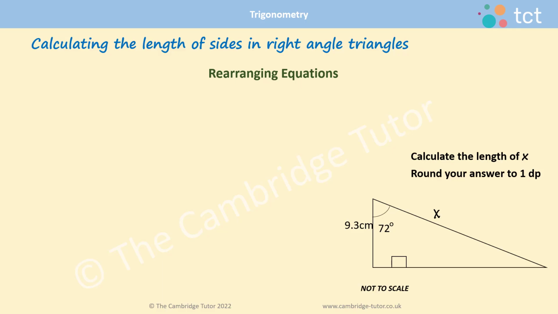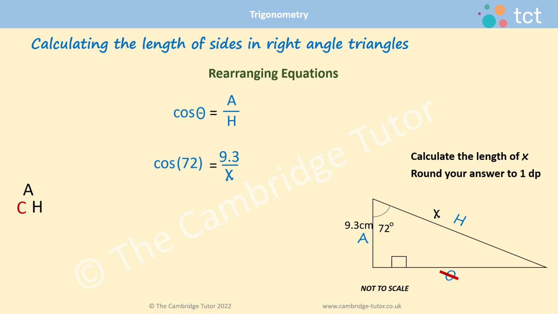First of all, label your triangle. Remember the chant? SOH CAH TOA. We're not using the opposite. Get rid of SOH, get rid of TOA. We're working with the cos key. The cos of theta, the cos of the angle, will be equal to the adjacent divided by the hypotenuse. Once again, putting in your values, the cos of 72 is 9.3 divided by x.